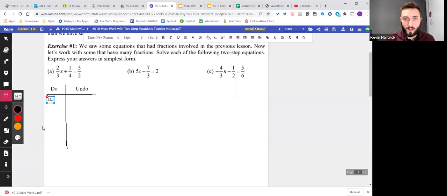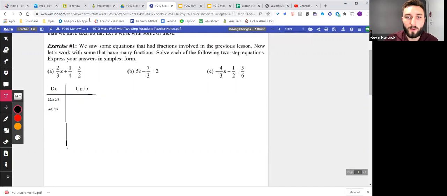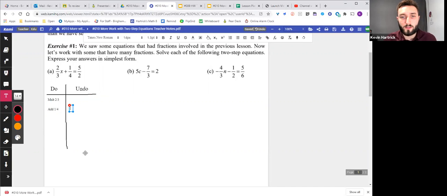And I'm going to be multiplying by 2/3. And I'm just going to put a slash there for the fraction bar. So multiplying by 2/3 is the first thing in the do column. The second thing in the do column is adding this 1/4. Okay. So now that I know what my do is, to undo it, I have to go the opposite way. I have to do the opposite operations. So the opposite of adding 1/4 is subtracting 1/4. And the opposite of multiplying by 2/3 would be dividing by 2/3.